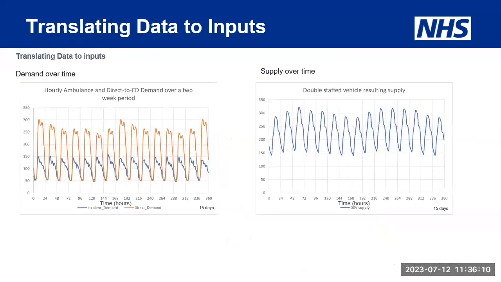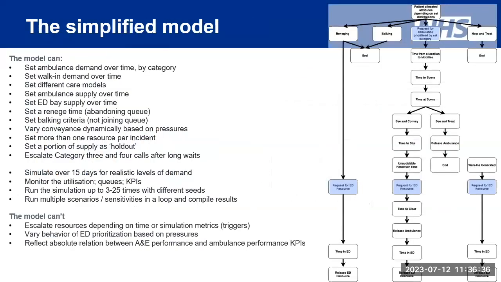And these are some examples. 360 hours is 15 days. You can see the walk-in demand in orange on the left-hand graph, and also the ambulance incident demand. You can see the variation in terms of hours of the day and then each day. And on the right-hand side, you have the vehicles that are available during those points in time.